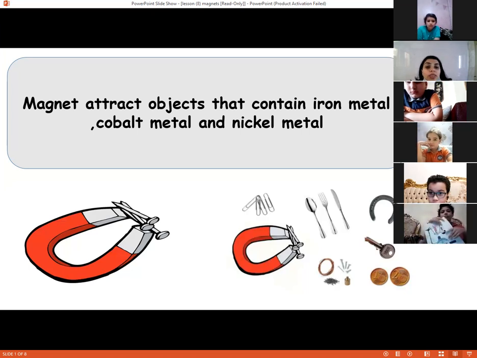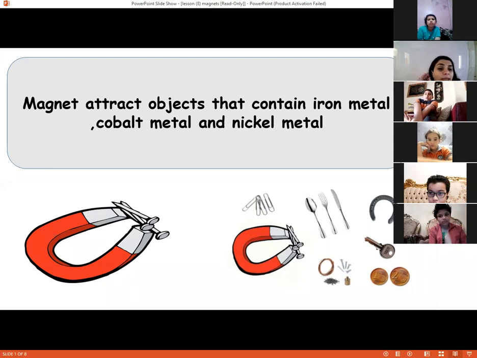But when I put the magnet near something made of wood, will this something made of wood be attracted to the magnet? No. Super. Anything made of iron is attracted to the magnet, but anything not made of iron is not attracted to the magnet. You understand? Yes. All of you understand?